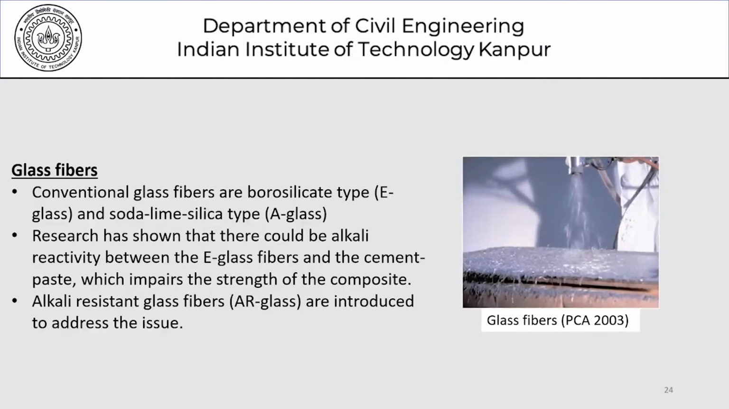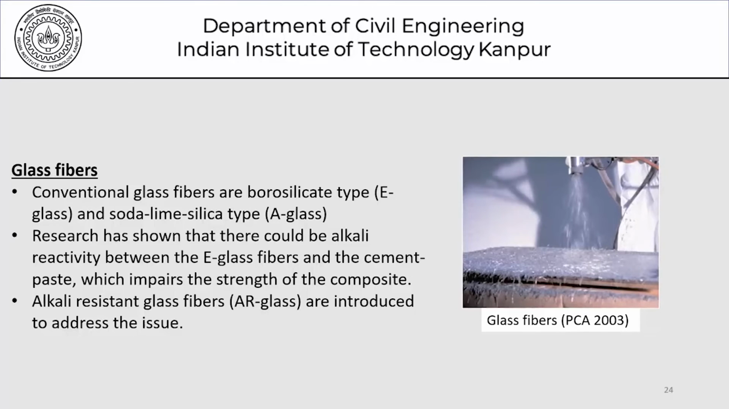Then we have, of course, glass fibers, as you can see in this picture here. Conventional glass fibers are borosilicate type, E glass, and soda lime silica type, which is A glass. Research has shown that there could be alkali reactivity between the E-glass fibers and the cement paste, which impairs the strength of the composite. And alkali resistant glass fibers, that is AR glass, are introduced to address the issue.